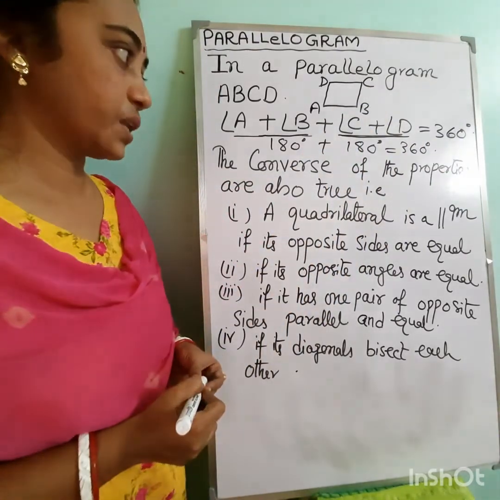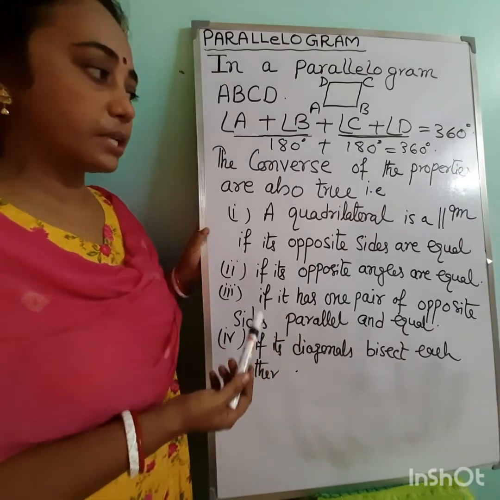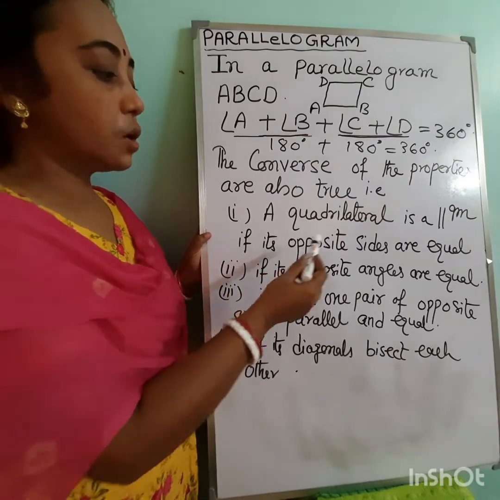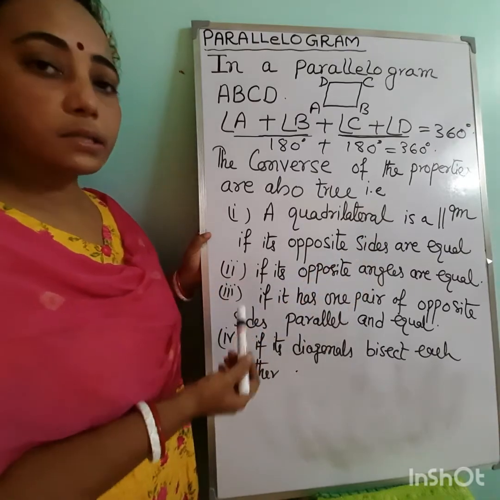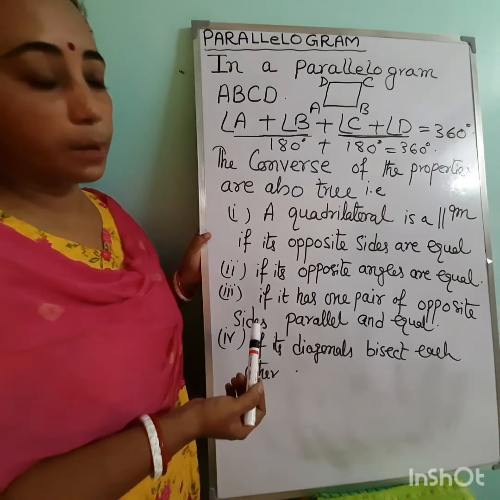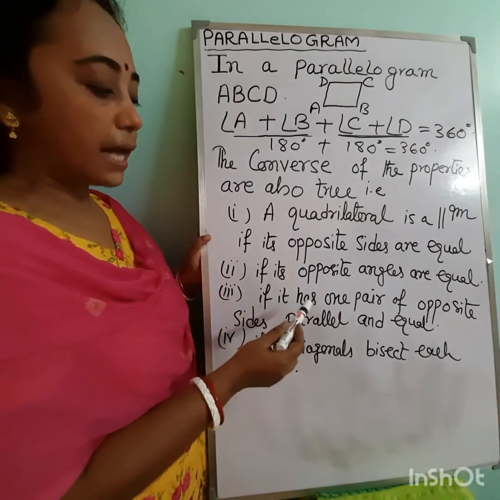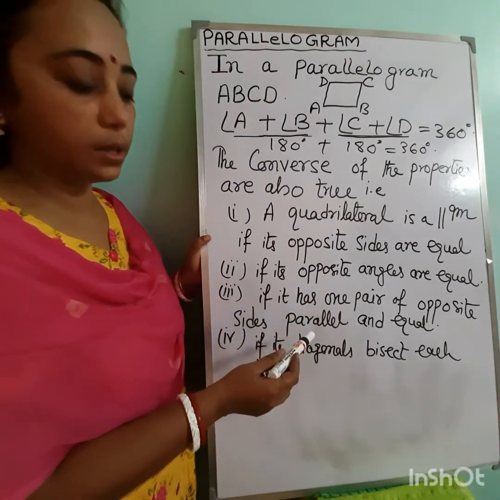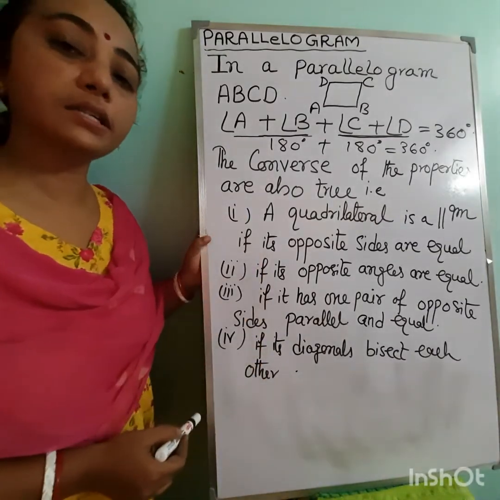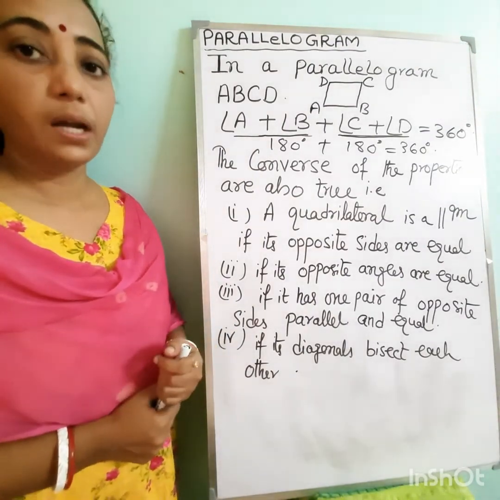Now the converse of the properties are also true. What is the converse? That if a quadrilateral is given, then it will be a parallelogram. A quadrilateral will be a parallelogram if its opposite sides are equal. This is one condition, that if in a quadrilateral opposite sides are equal, then that will be a parallelogram. Or if its opposite angles are equal, or if it has one pair of opposite sides parallel and equal, or if its diagonals bisect each other. So if any of these conditions is given, then we can say that quadrilateral is a parallelogram.